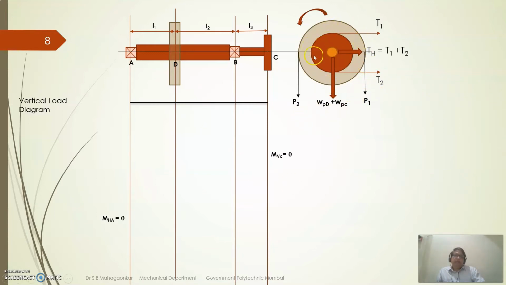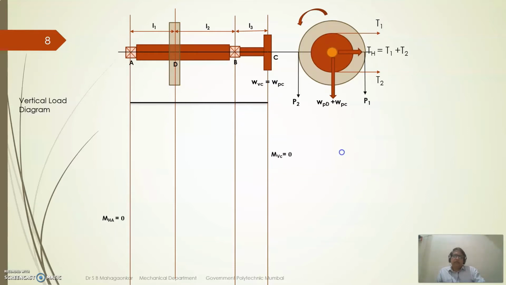If you see the right side of this figure, the pulley C has got a horizontal load, whereas the pulley D has got a vertical load, which is the belt tension acting in the downward direction. And again, the weights of the pulleys C and D act in the downward direction. So when you are drawing the vertical diagram, you have to consider the weight of the pulleys also, if it is given.